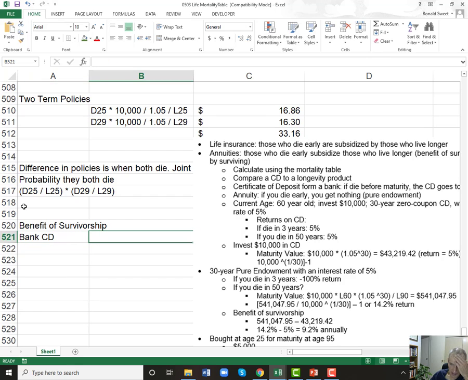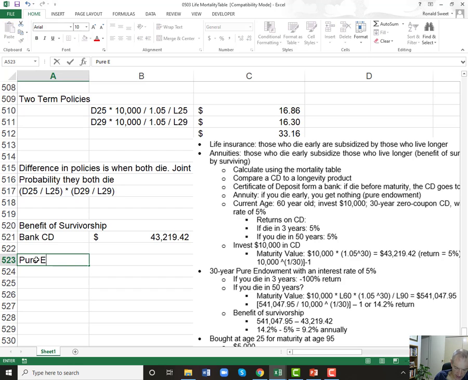So if you buy a bank CD for $10,000 and it's returning 5%, which would be really, really nice, 1.05, so 1 plus 0.05, and we're going to do this for 30 years, then we should, at the end of that 30 years, have $43,219.42.